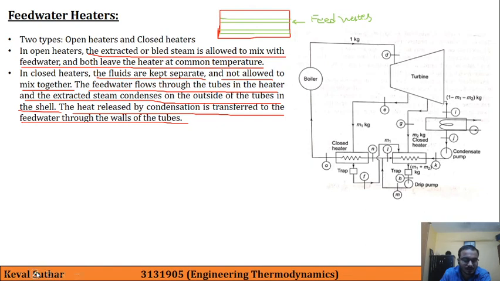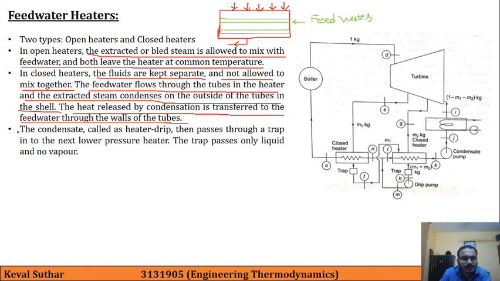And here we have steam which is coming from the top. So in the tubes we have feed water, and from the top steam is passing through this shell, and here we are getting condensate outside. This condensate, which is also called heater drip, is passing through a trap. Now what is this trap? You need to focus here. We are talking about this trap. And whatever I said about this arrangement is over here, that is a closed heater.